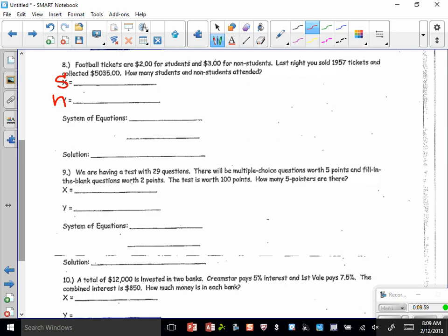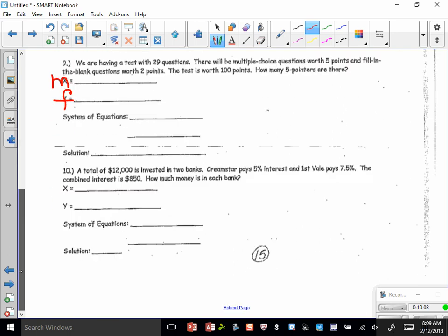Number 9, you're talking about multiple choice problems and fill in the blanks. So let's use M and F. And then for number 10, we could actually use X and Y. One will be for the Cream Star Bank and one for First Val Bank. So you can use X and Y for those last two. Let's do this instead of doing the one on the next page.